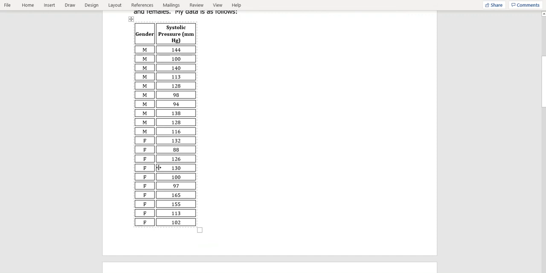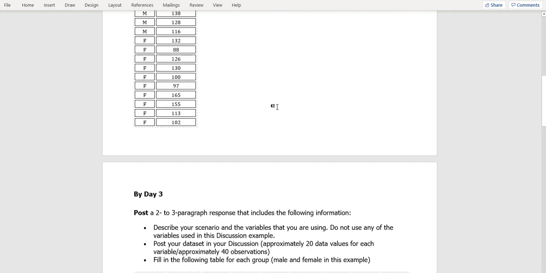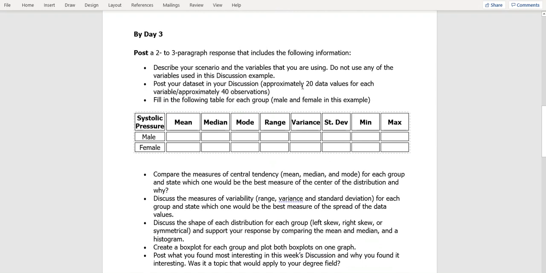So I want to break this down. The idea of this discussion is you're just going to compare descriptive measures between 2 or 3 groups. We have 2 here, right? So we're comparing the systolic pressure between males and females. And we're going to look at what we call measures of central tendency, measures of variability, the shape of the distribution, and tables. But in the book, you'll see that they talk about frequency tables and relative frequency and so on.